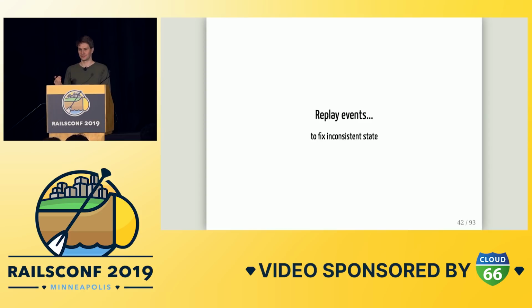You can replay events to fix an inconsistent state. Maybe there have been some race conditions going on, or maybe the way you were applying an event to the state was incorrect. You can just fix that, replay events, and the state is back in a consistent state. And you can obviously travel back in time. If you replay all the events up to a certain point, then you can look at your application state at that point in time. You basically get a time machine.